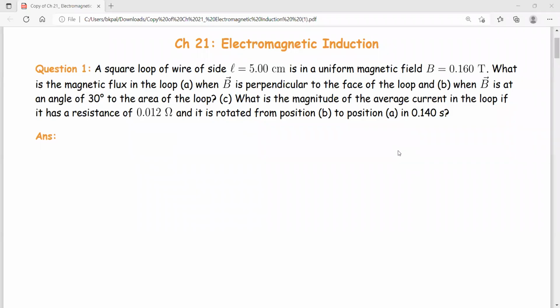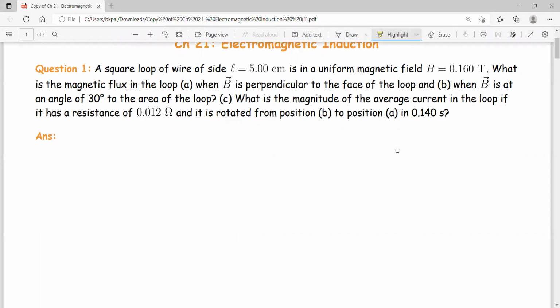All right, so let's start the classwork problem solution for chapter 21 on electromagnetic induction. Our first question is this one, question number 1. So what are we given here?